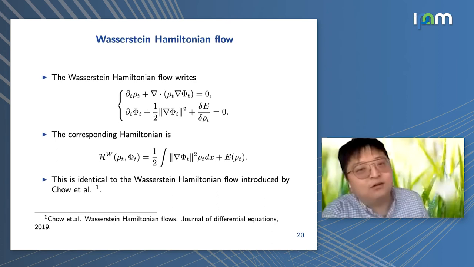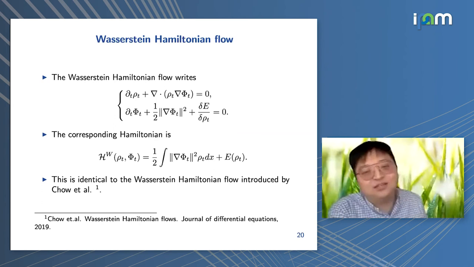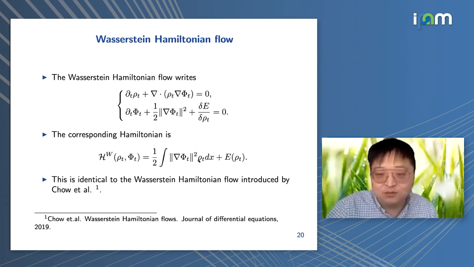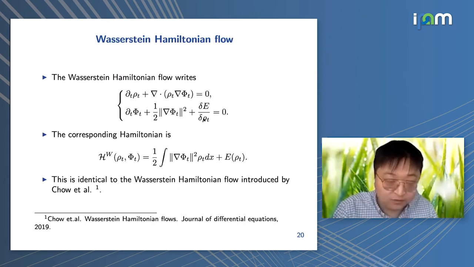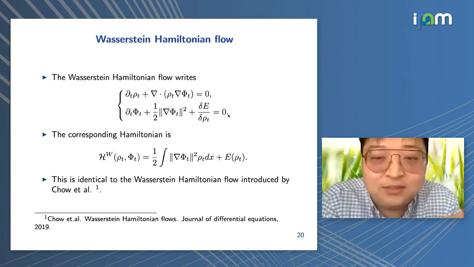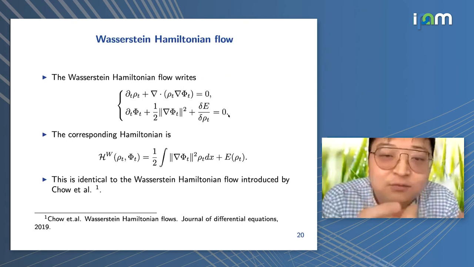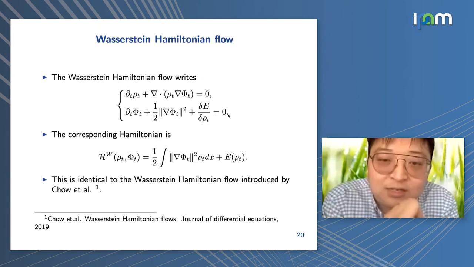Now, let's talk about something very interesting, the Wasserstein Hamiltonian flow. The Wasserstein one is more interesting because here it is the integral of the gradient of phi squared times rho. There is no additional normalization constant here, right? It's the integral of the gradient of phi squared rho plus some energy. And again, when you take the differential on phi, you get the divergence of rho gradient phi. The differential on rho gives you this thing plus the differential of E equals zero. If you are familiar with fluid dynamics, this is the so-called compressible Euler equation, and we intentionally write it in this Hamiltonian structure, which has some nice properties.